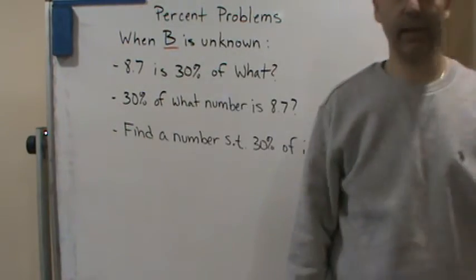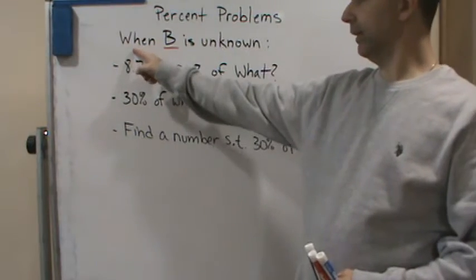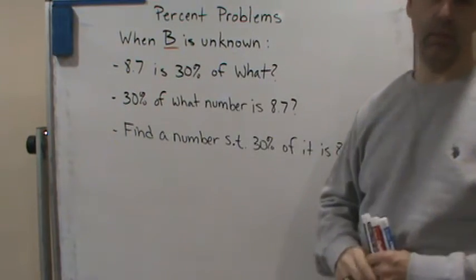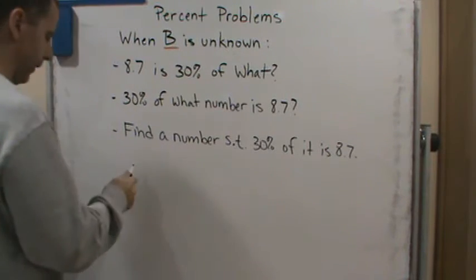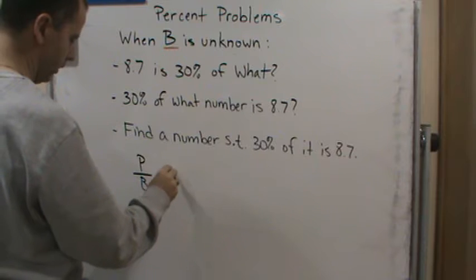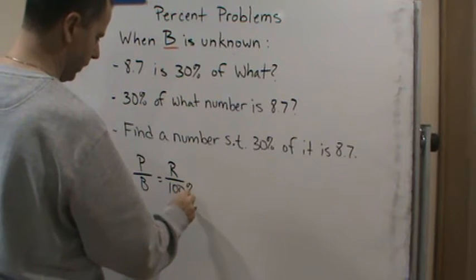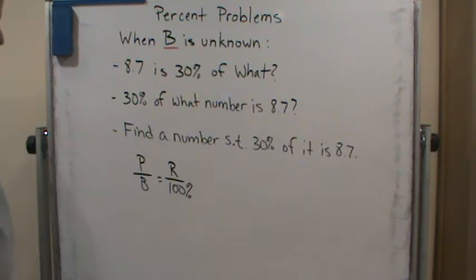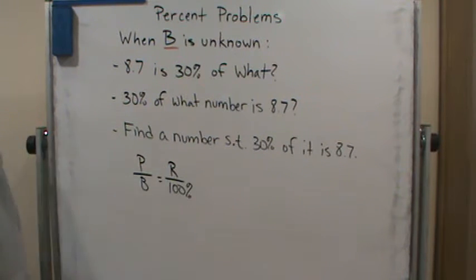Okay, welcome back, and now we're going to do examples where B is unknown. Again, we're setting up our proportion the same way. It's going to be P over B equals R over 100, or if you want, put 100%. So the portion over the base equals the percentage over 100%.